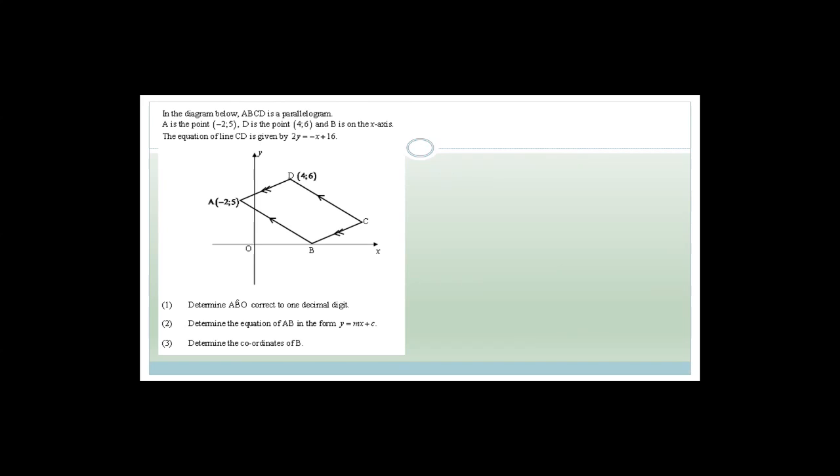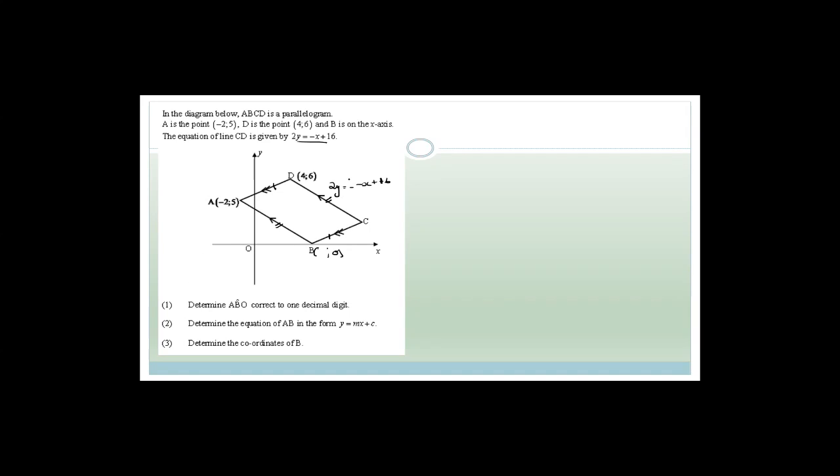We're still on coordinate geometry or analytical geometry, and this time they tell us that ABCD is a parallelogram. You'll notice they've already filled in for us the parallel lines, the easy bits, but they haven't mentioned that this is equal to this and that is equal to that. We knew that anyway. A is the point minus 2, 5, D is 0, 6, B is on the x-axis, so it is going to be something, 0, and C we don't know. The equation of the line CD is 2y is equal to minus x plus 16. It says determine the angle ABO correct to one decimal digit.